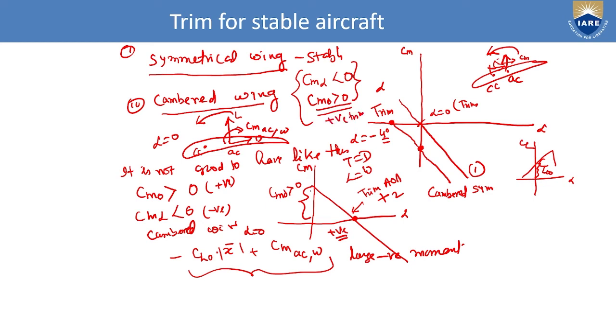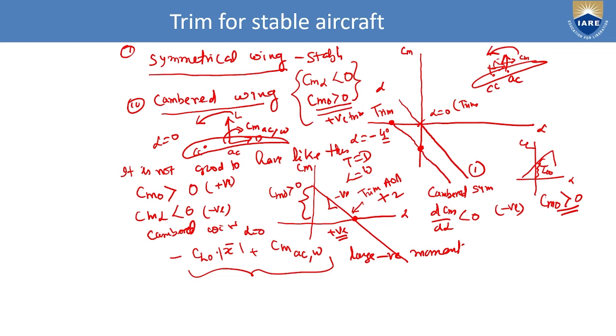Positive trim. So the intercept should be positive, and the slope should be negative, meaning from a high value to a low value it should go. If the plot is Cm versus alpha or Cm versus Cl, both are in the negative direction, it means dCm by d alpha is less than 0. It should be less than 0 or negative, and the intercept Cm naught should be greater than 0. If you are able to do this, you can say that the aircraft is statically stable.